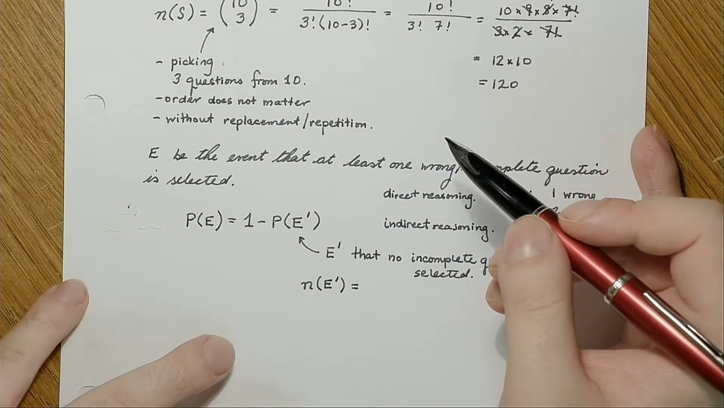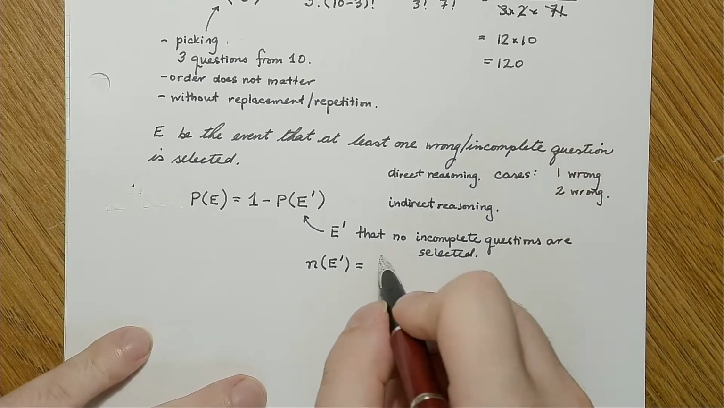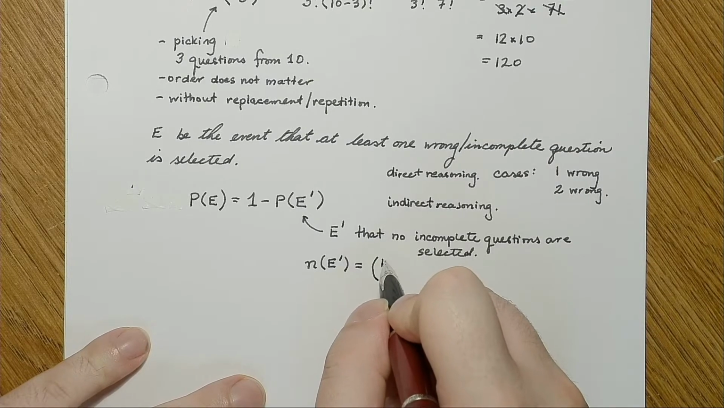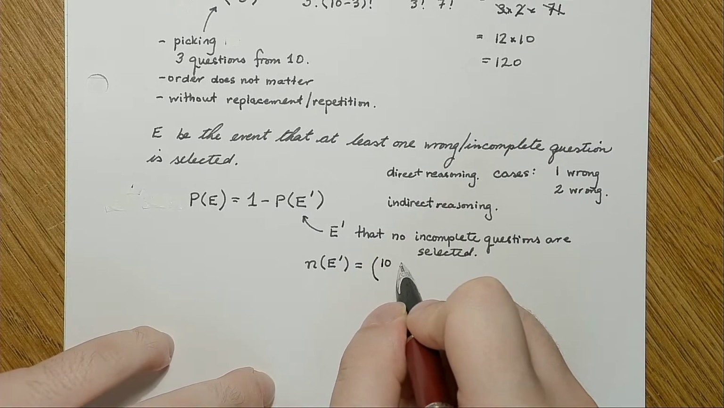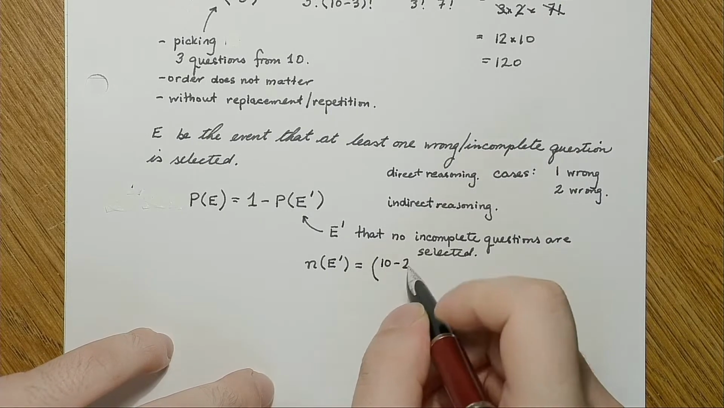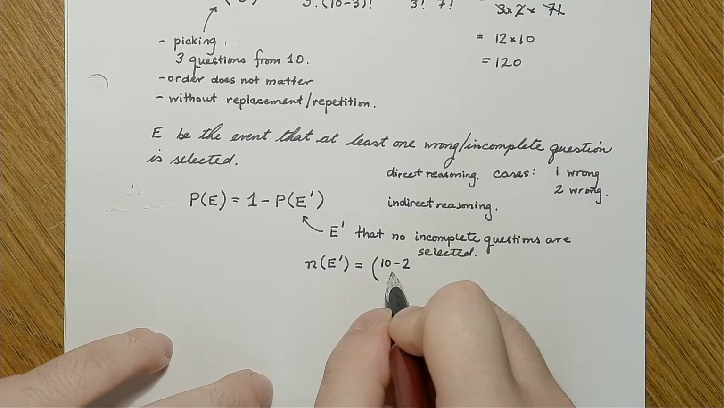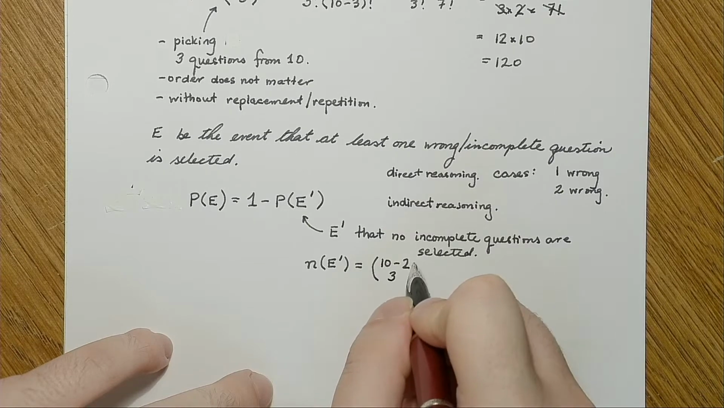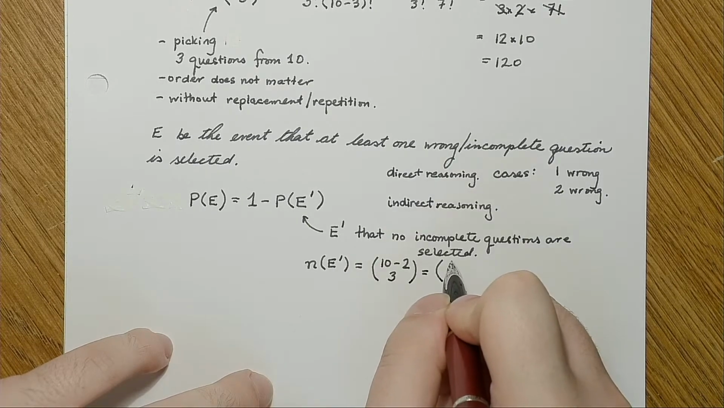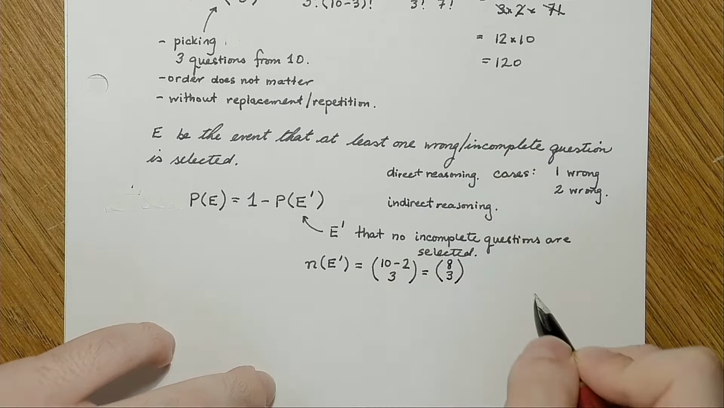I believe it's the first one. It will be, you're right. So there were 10 original choices, right? But we don't want to include the 2 incomplete or incorrect questions, but we're still going to pick 3, right? So that will leave us with 8, choose 3.